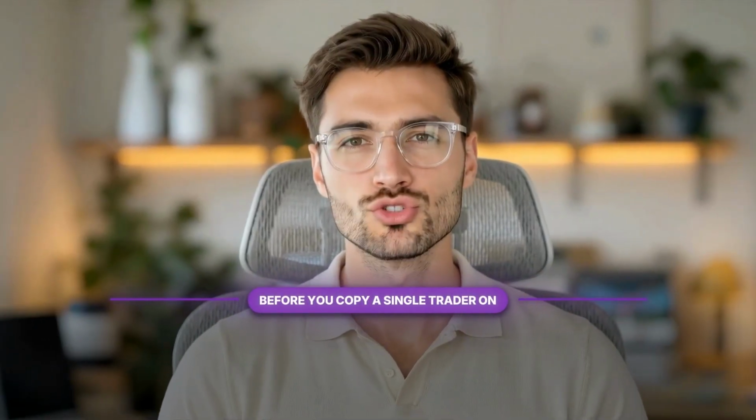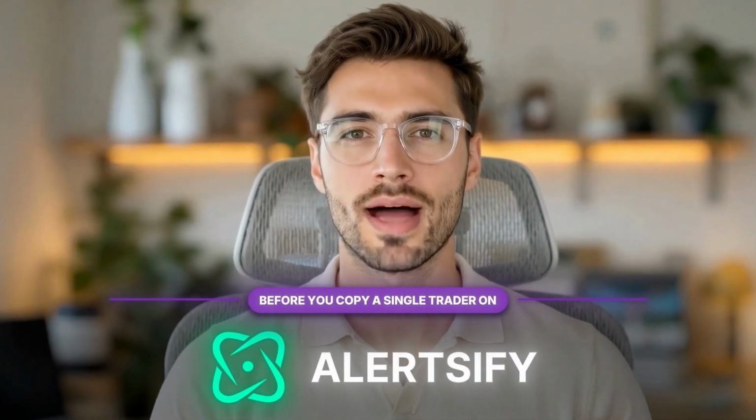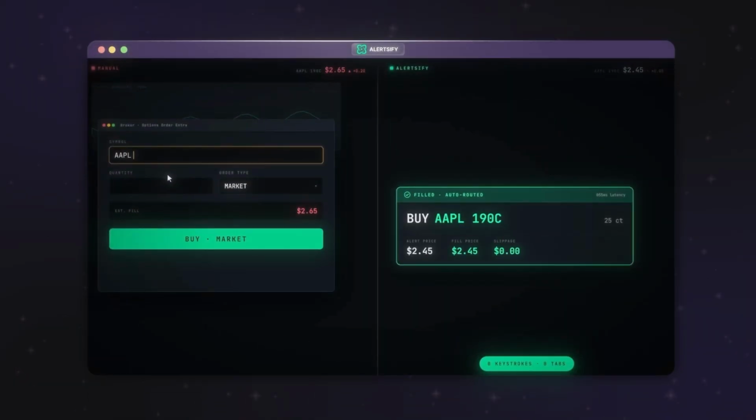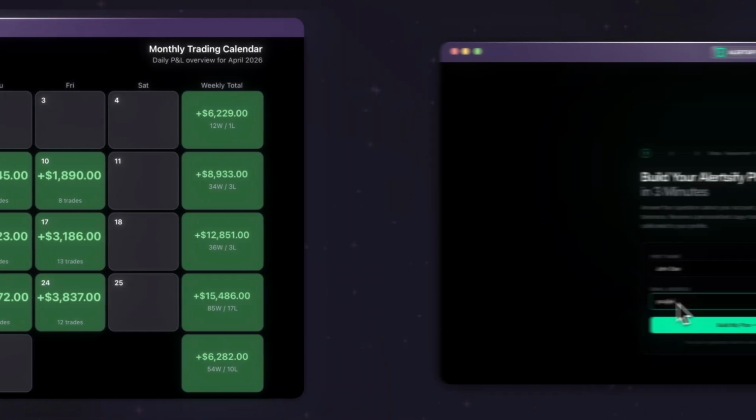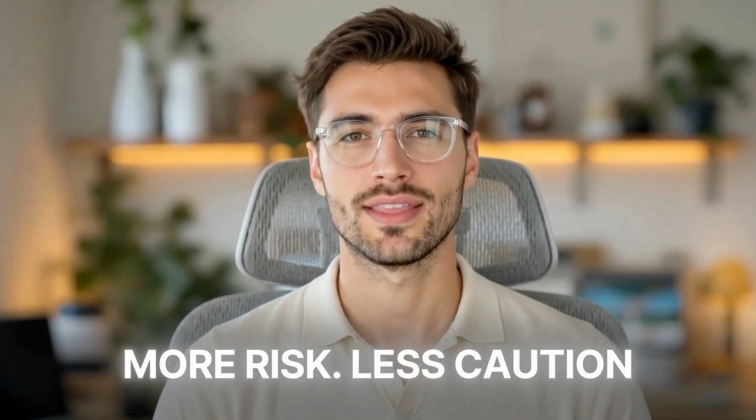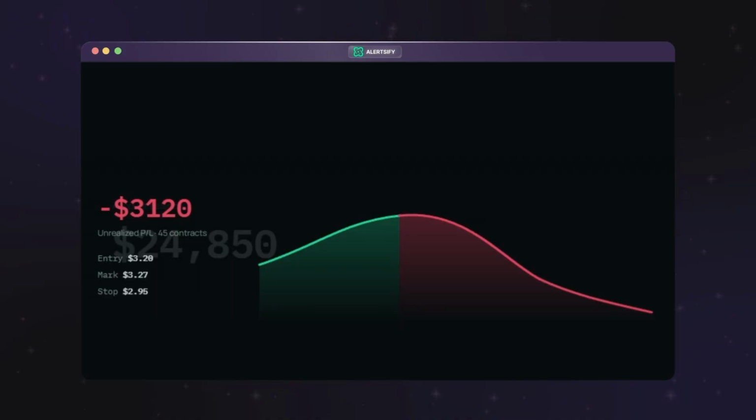Before you copy a single trader on Alertsify, listen to what I'm about to tell you. Most people start copy trading the wrong way. They see the biggest return and assume that means this trader is the best option, then build their entire account around that trader. That's how people end up taking way more risk than they should, and eventually end up blowing up their account. You might have even done this before.